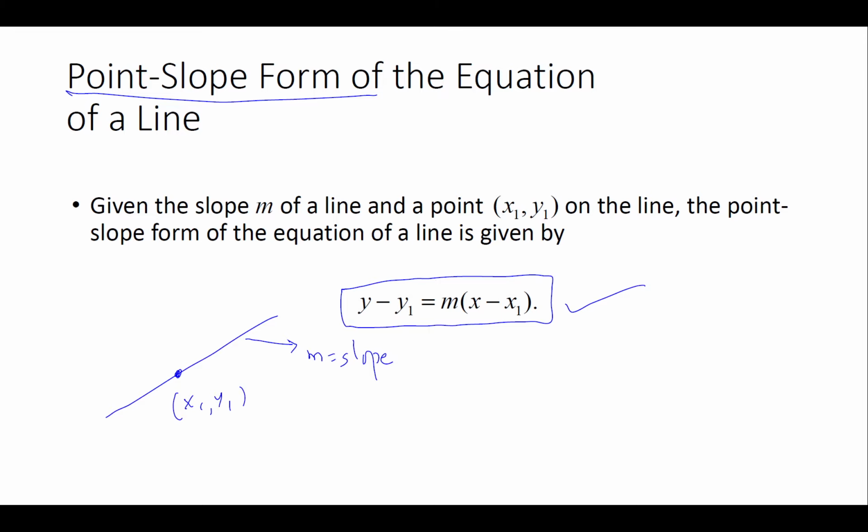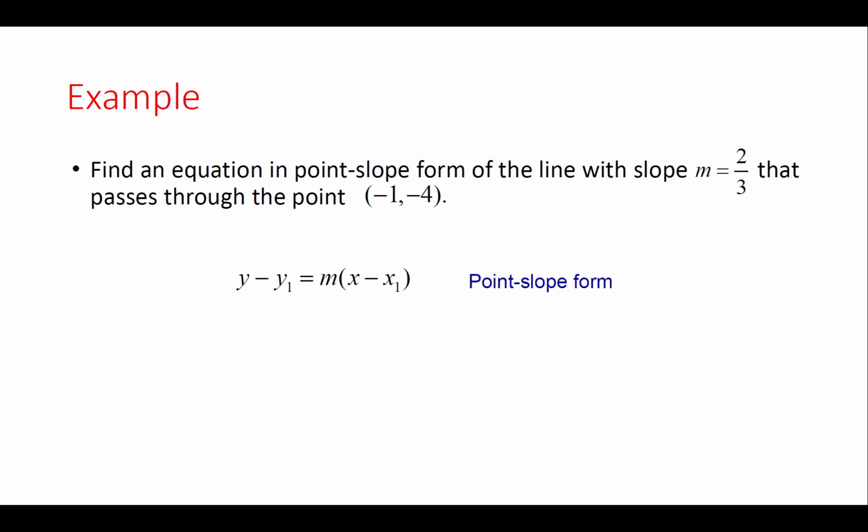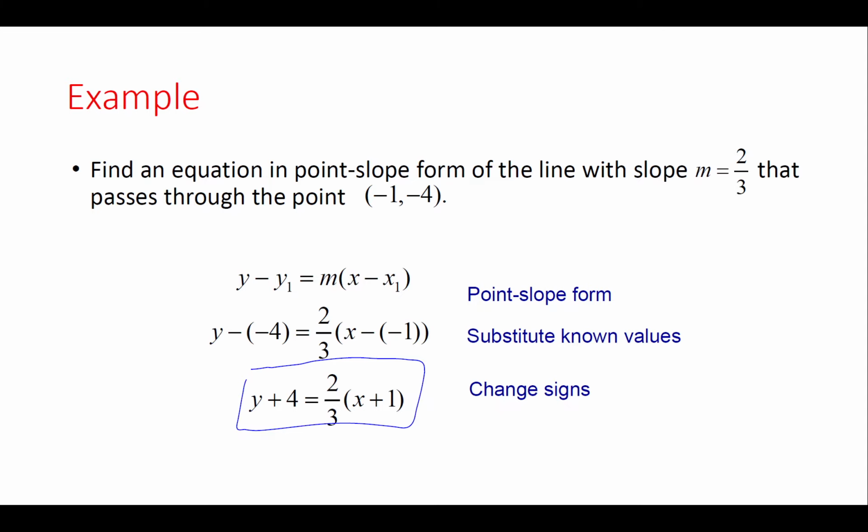So if you have a point and the slope of a line, then you can always find the equation. So one example, let's say you have a slope and you have a point, then just plug these values into this formula. If you do that, you're going to get the equation. This is the equation of the line. Okay, so that's the equation of the line.